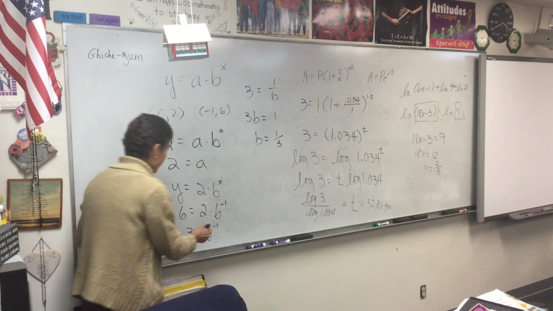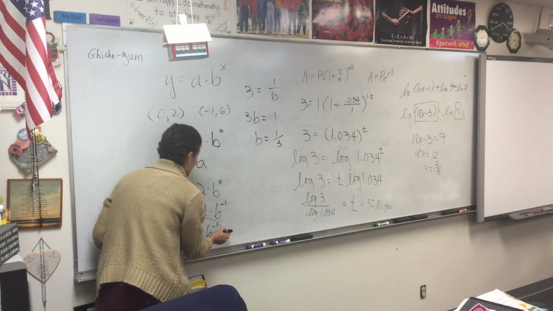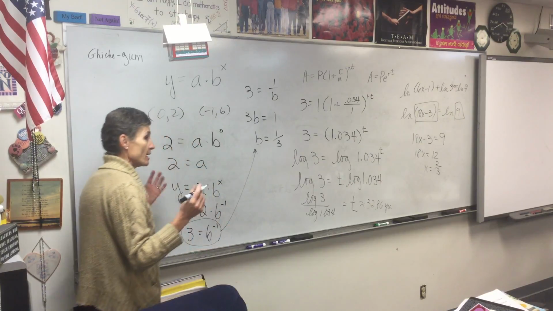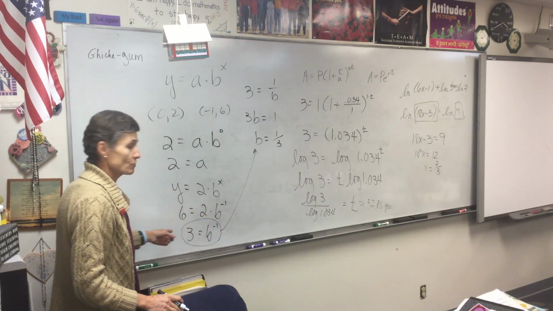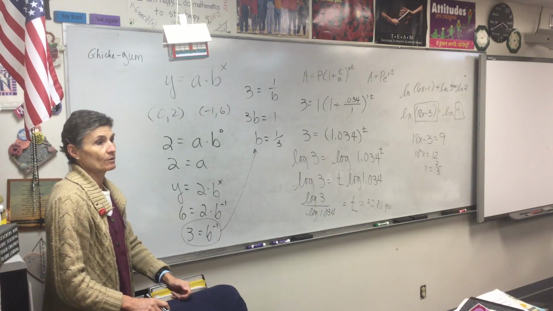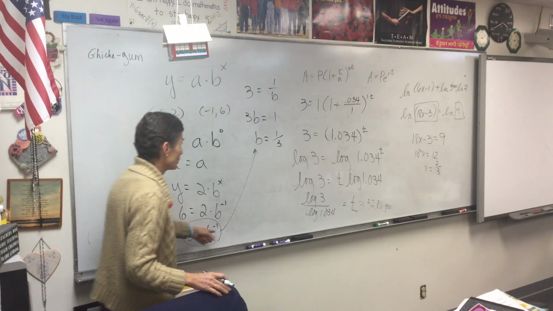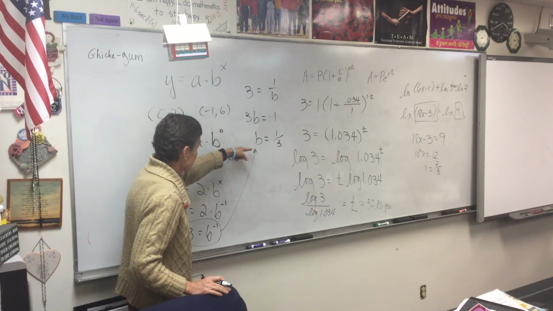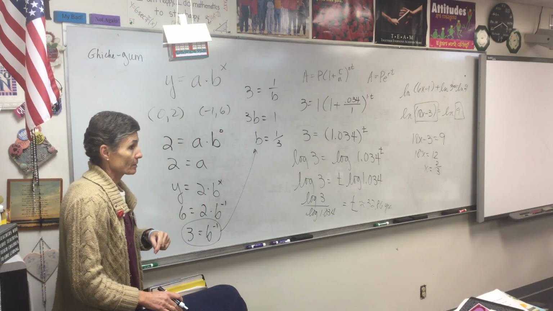Now some of you are going to be able to go straight from here to here, and that's okay. If b to the -1st is 3, then doesn't it make sense b would be 1/3? If that makes sense to you, great. You can go straight here. If not, then go through the steps and you'll get the right answer.